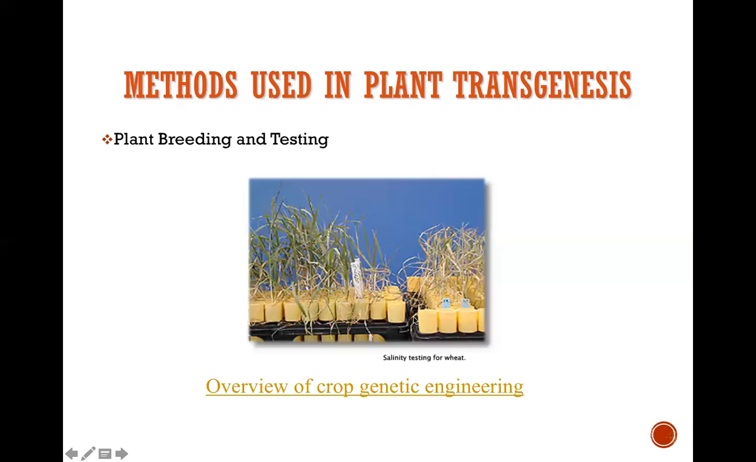And so in this case, we're looking at salinity in wheat, and this is the untransformed plant that's not salt tolerant with the transformed plant that is salt tolerant. And this has been going on for many generations of plant breeding. We have to grow up many plant offspring to ensure that that trait has been adequately fixed into the genome and expressed in the plant.